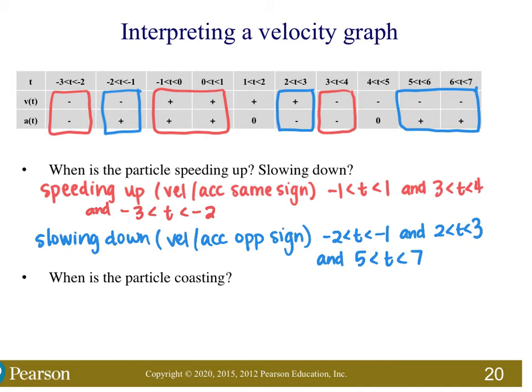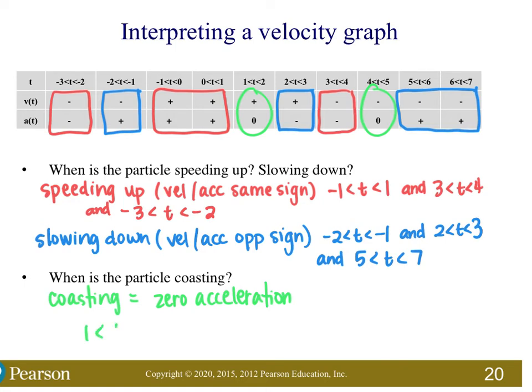The last question, when does the particle coast? Coasting is the same as 0 acceleration. And that happened twice. It happened here and here, where we had 0 acceleration. Doesn't matter what the velocity is doing. It just matters what the acceleration is doing. And so that would be from time 1 to 2, and again from 4 to 5.